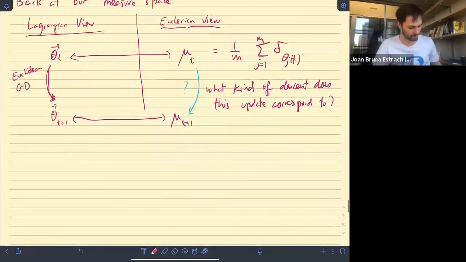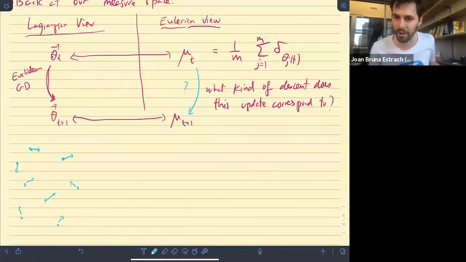Remember the picture that I like to have in mind: I have this system of particles, and because I'm defining dynamics in the space of particles, these dynamics are going to move. This motion in the position of the particles is going to be felt in the Eulerian view, creating some dynamics in the space of measures. So what is the right formalism to understand this motion in the space of measures? That's what we are trying to understand here.